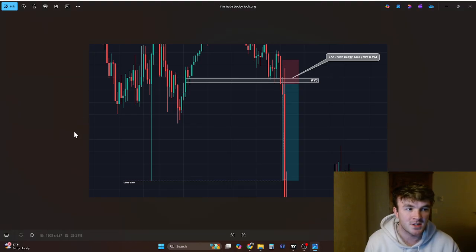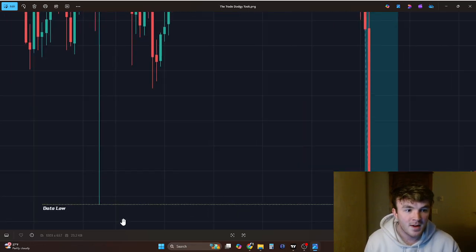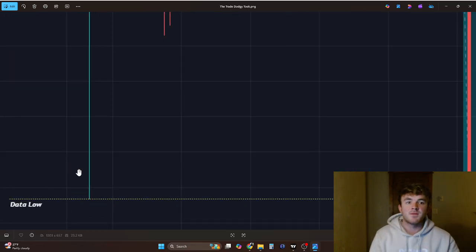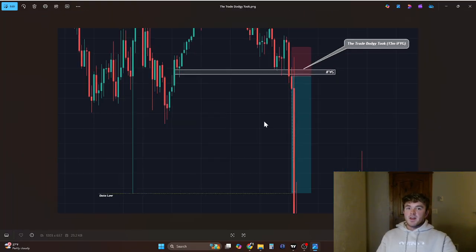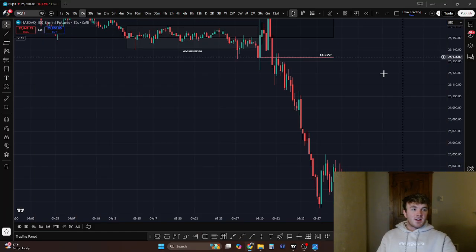But that was a trade Dodgy took, I guess. It was a 15-minute chart inversion fair value gap, and we had a data low there. So if you guys don't know, taking an inversion fair value gap to target a data low is going to be very, very nice.